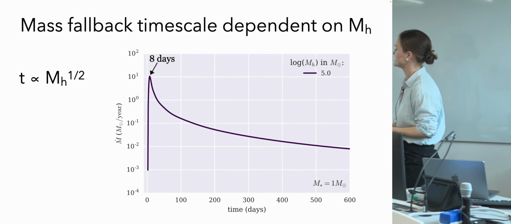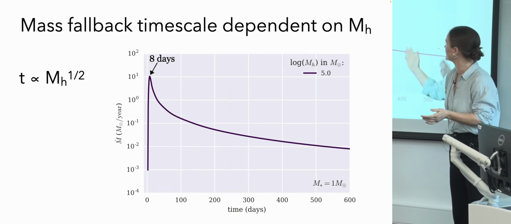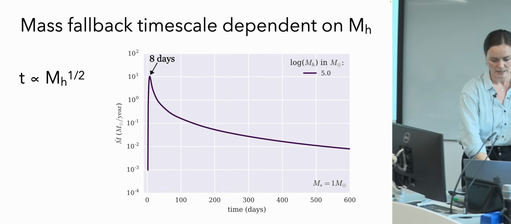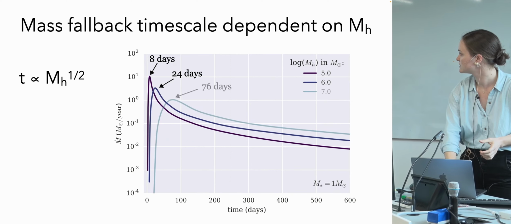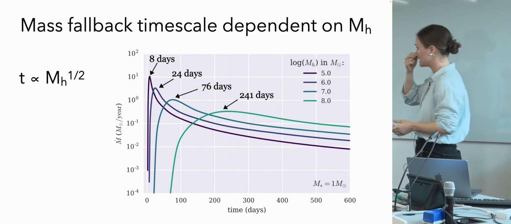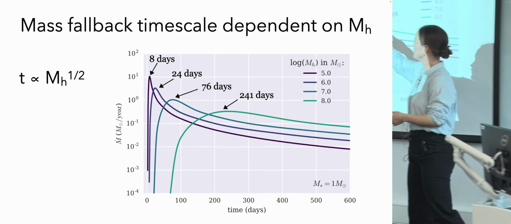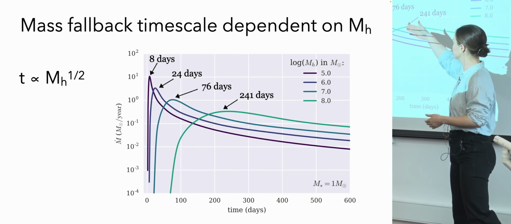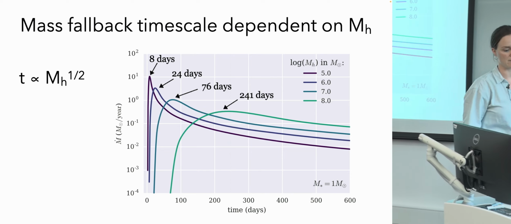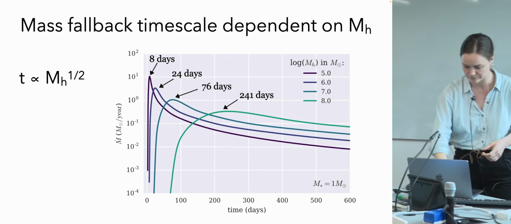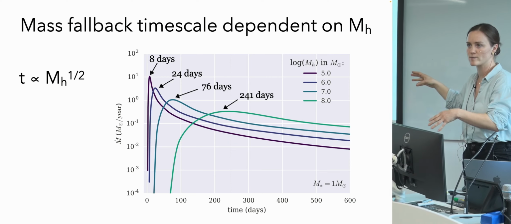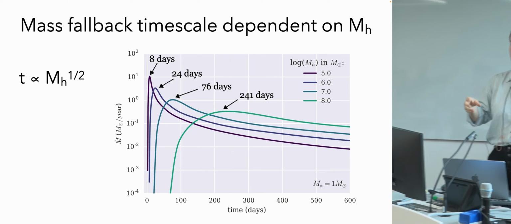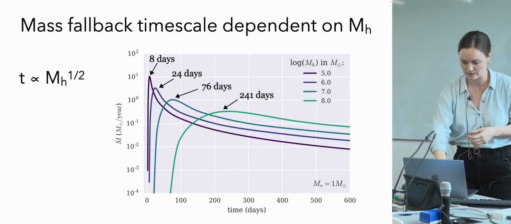And I'm just going to show this here by actually plotting the mass fallback rate for different black hole masses. This is for 10^5, 10^6, 10^7, and 10^8. And you can see you go from weeks to month timescales to all the way up to almost year timescales for 10^8 solar masses. And so if we can constrain this mass fallback rate from our light curves, then we can estimate the black hole mass using the light curves.